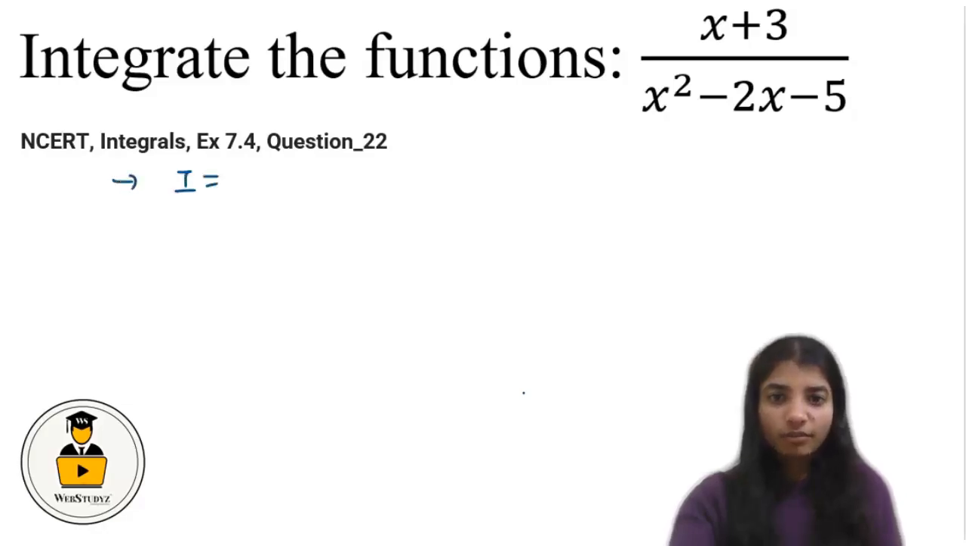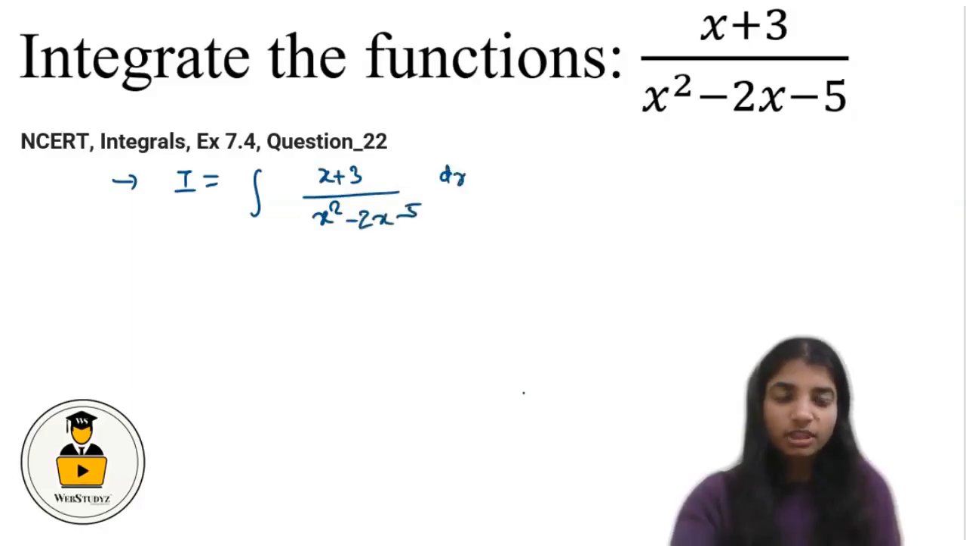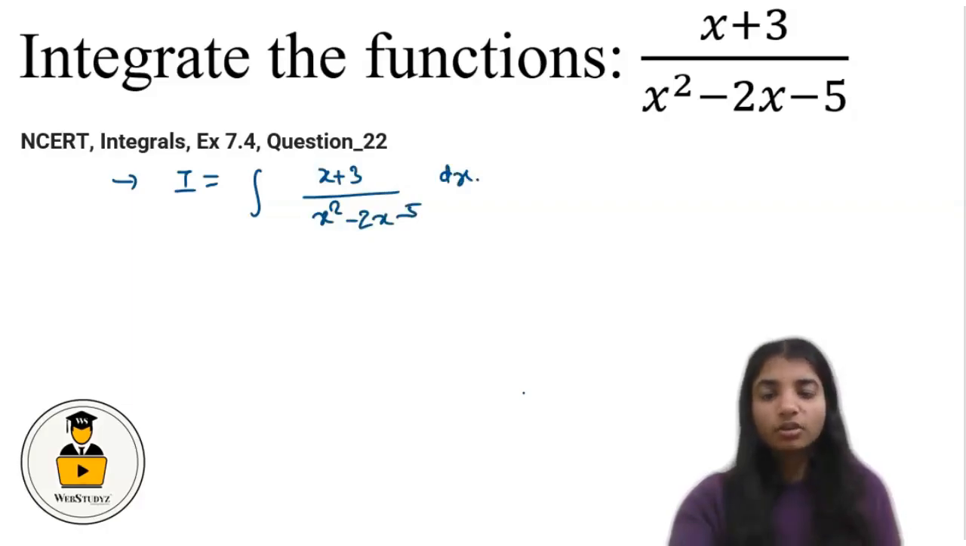In this question we have to find the integral of the function (x + 3) divided by (x^2 - 2x - 5), multiplied by dx. So we have to find its integral. Before finding it, we are going to simplify this term.